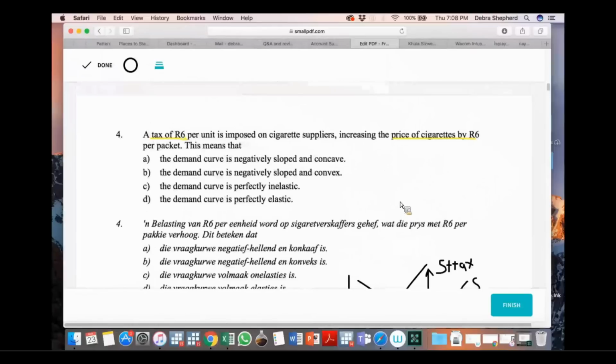This question is telling us that the tax isn't shared. The tax is being fully placed on the seller, because the entire difference between the original price of cigarettes and the new price of cigarettes is the full tax of 6 Rand.